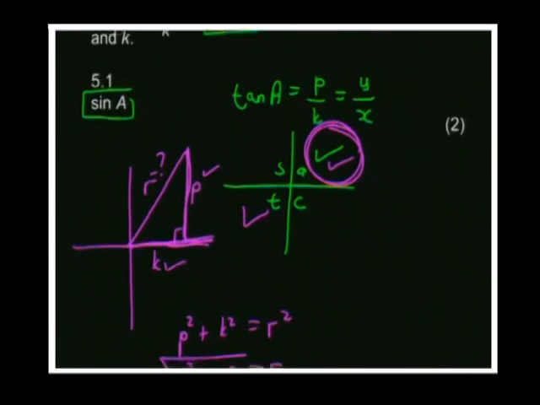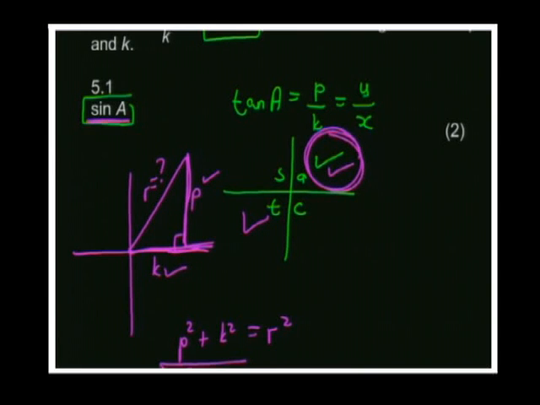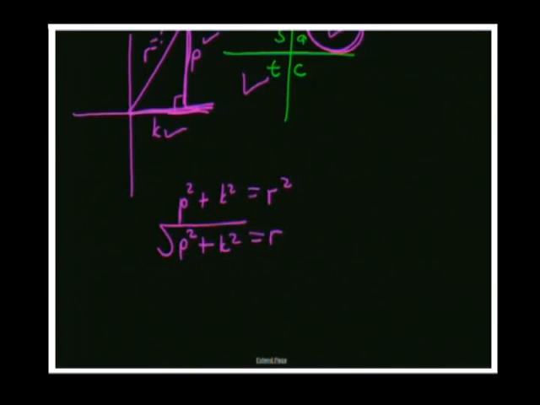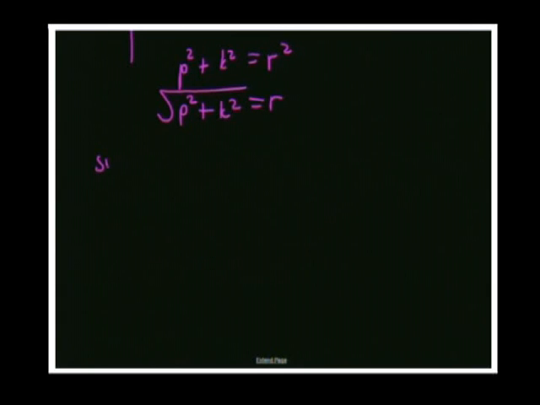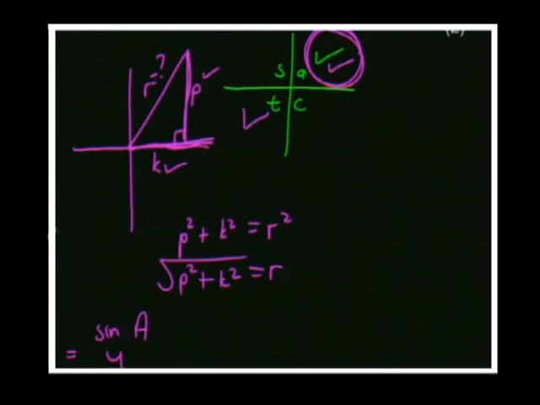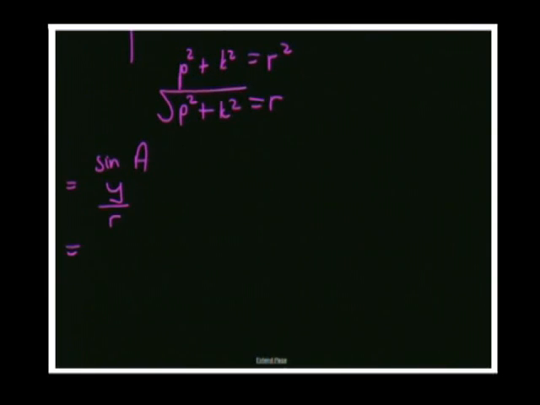And now let's go to the question. Find sine A. I know that sine is y over r. My y in my diagram is p, and my radius in my diagram, I just found it, is the square root of p squared plus k squared. So you do it exactly the same. Even though you don't have values, it's exactly the same steps that you take.